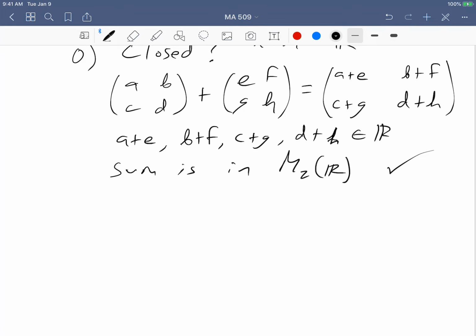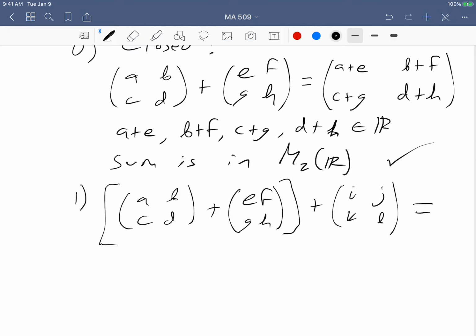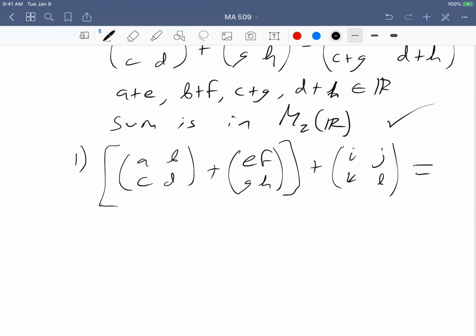Okay, the associative property. So to do this associative property, we want to add 3 matrices, and we want to add it in 2 different orders. So we want to take A, B, C, D plus E, F, G, H first, and then add I, J, K, L to it. And we want to work through what does that equal. And so that means we're going to do it in sort of 2 steps. We're going to first add those 2 in the square brackets.